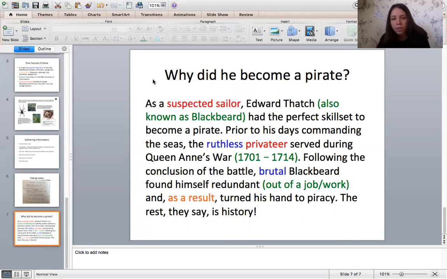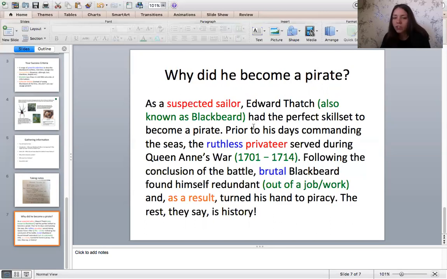So as a suspected sailor, Edward Thatch, also known as Blackbeard, had the perfect skill set to become a pirate. Prior to his days commanding the seas, the ruthless privateer served during Queen Anne's War, 1701 to 1714. Following the conclusion of the battle, brutal Blackbeard found himself redundant, out of a job or work, and as a result turned his hand to piracy. The rest, they say, is history.